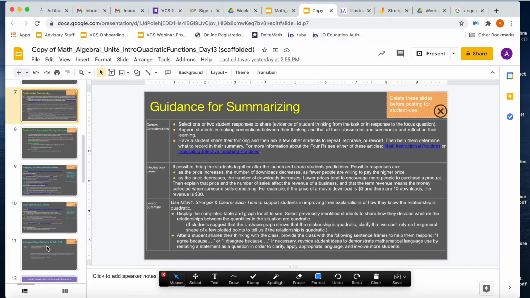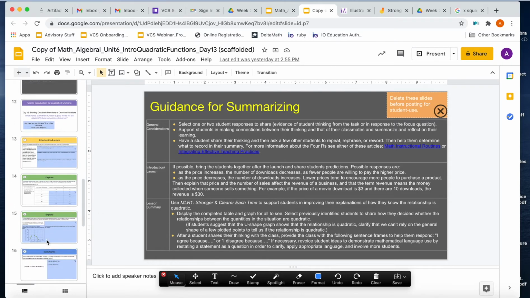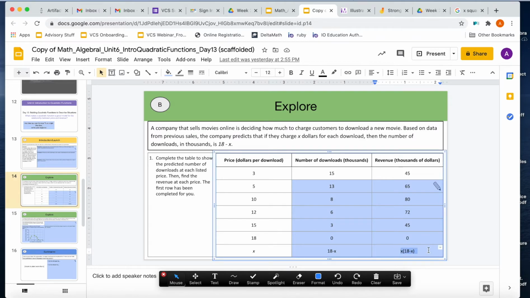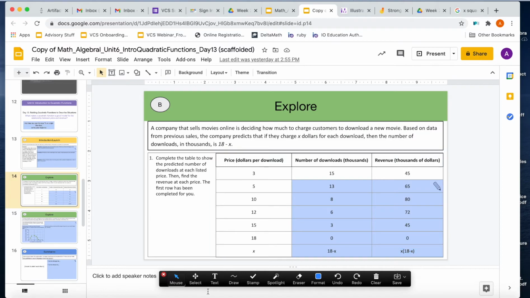So for the actual lesson portion, this can be done synchronously or asynchronously, but students need to have time to actually answer the questions on slide 14, fill out the table, and come up with this expression here. If you're synchronous, you might take a moment to ask students to rewrite this expression another way using the distributive property. By doing this, you're guiding them to start to see that this is quadratic. You might ask, what type of expression is this? It's quadratic. How do you know? Etc., etc.